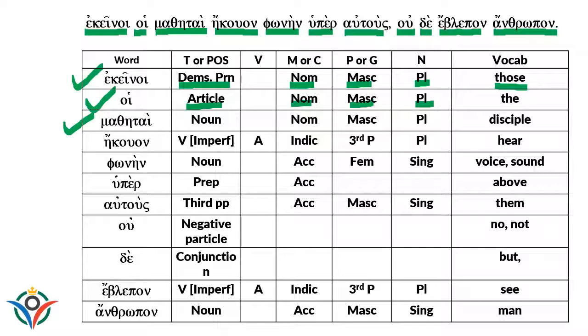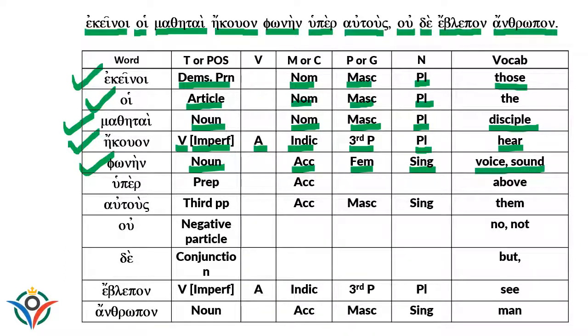Next we have mathetai, which is a noun, nominative, masculine, plural. The vocab is disciple. Then we have akuon, which is a verb, imperfect, active, indicative. Third person, it can be a first person, but the context tells us that it's a third person plural, which means here. Then we have phonein, which is a noun, accusative, feminine, singular, and it can be translated as voice or sound. Then we have hupe, which is a preposition, and it takes its object here in the accusative case. That's why we translate it as above.